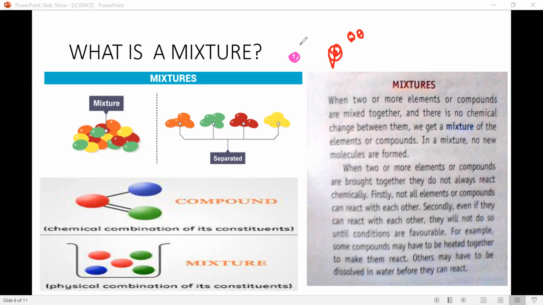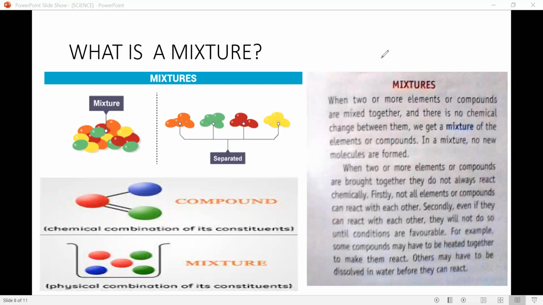But when the circumstances are very equal and the conditions are favorable to those elements or compounds, they mix together with each other completely, and we cannot see them with our naked eye. We can say that a compound is formed.